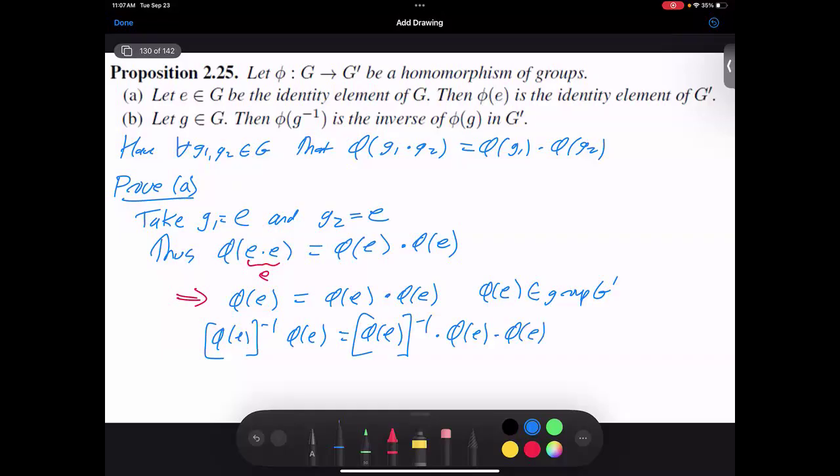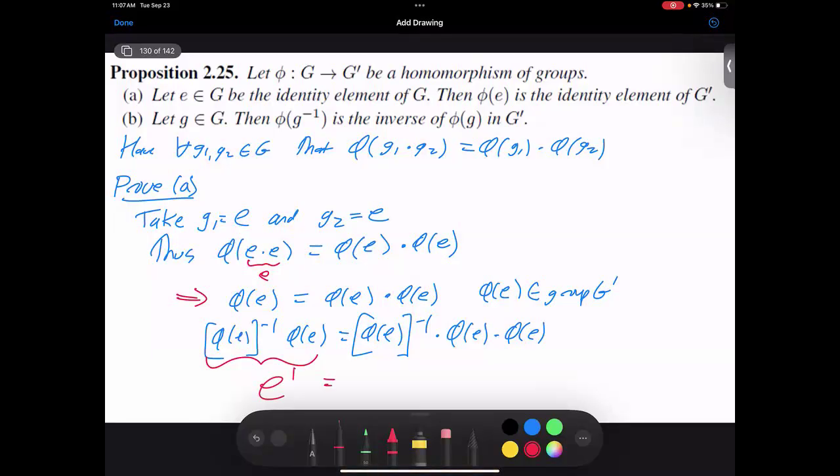And now we use associativity. What is phi of E inverse times phi of E? I take phi of E, I multiply it by its inverse. What am I going to get? The identity. But now you have to be more specific. Which identity? There are two identities in play. There's the identity in G and the identity in G prime. Is this the identity in G or the identity in G prime? G prime. So this is going to be E prime.